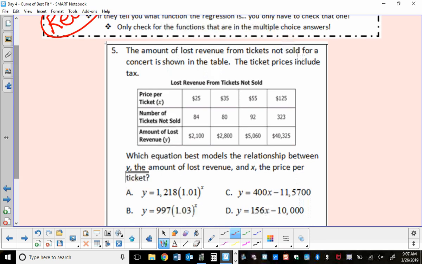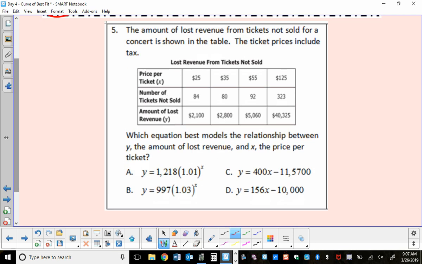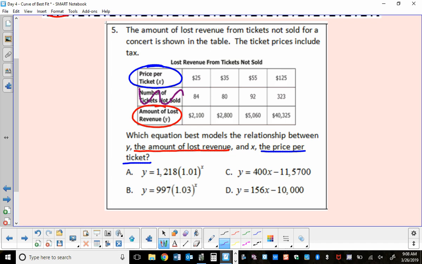The amount of lost revenue from tickets not sold for a concert is shown on the table. Ticket prices include tax. Okay. The question, which equation best models the relationship between the amount of lost revenue and the price per ticket? Price per ticket. That's what I'm comparing here. Did they say anything in my question about the number of tickets sold? No, this is just to confuse you. You don't even need this information for this problem. I would just cross it out. You do not need it.